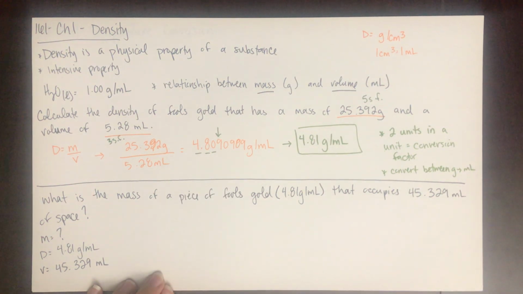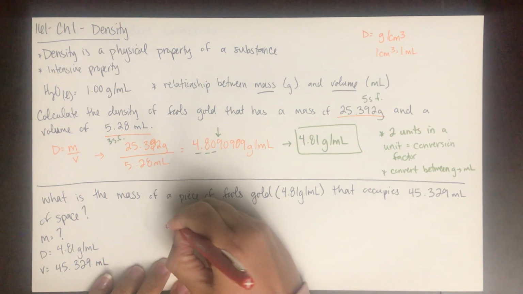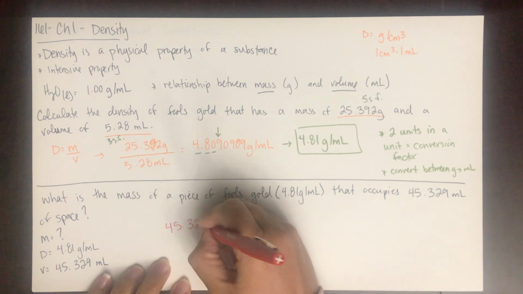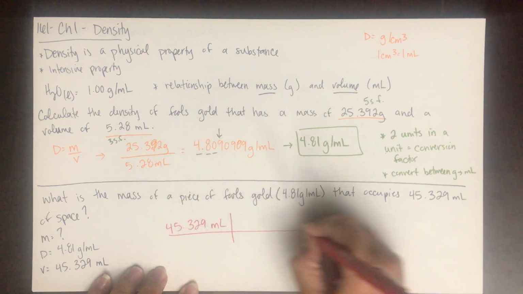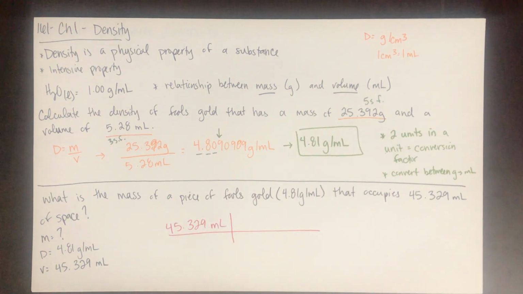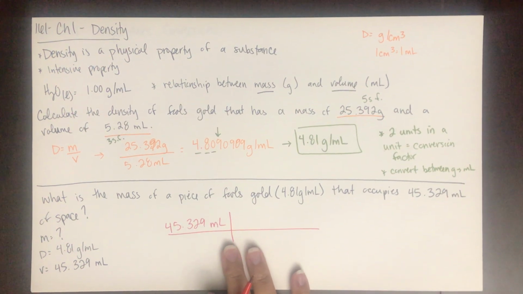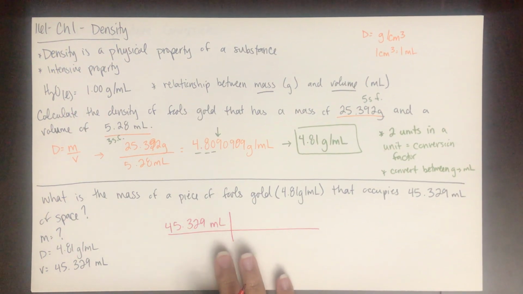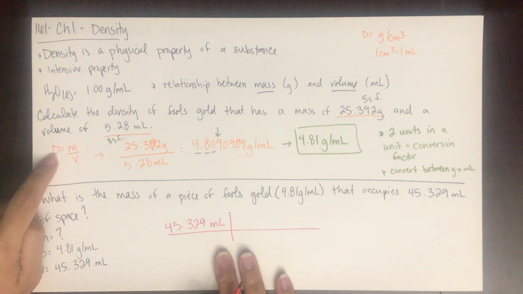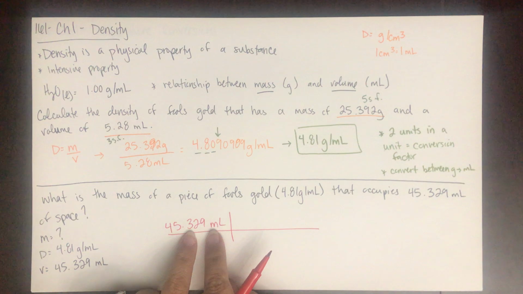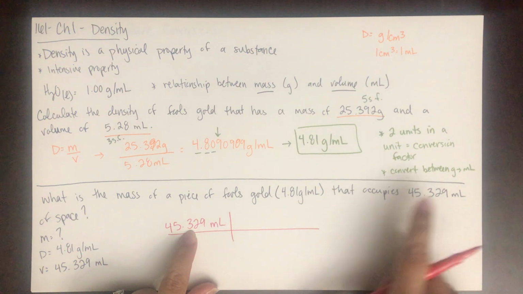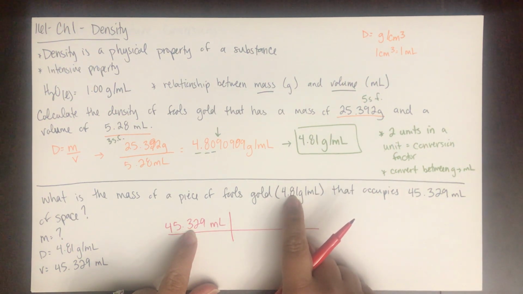Let's just say 45.329 milliliters. And this is called the railroad method that your textbook uses. I will use this because it's what your textbook uses. You do not have to use this. You could also just rearrange this equation and you would get the exact same answer. So this is what I'm starting with. This is the volume. I'm going to use this density as a conversion factor.